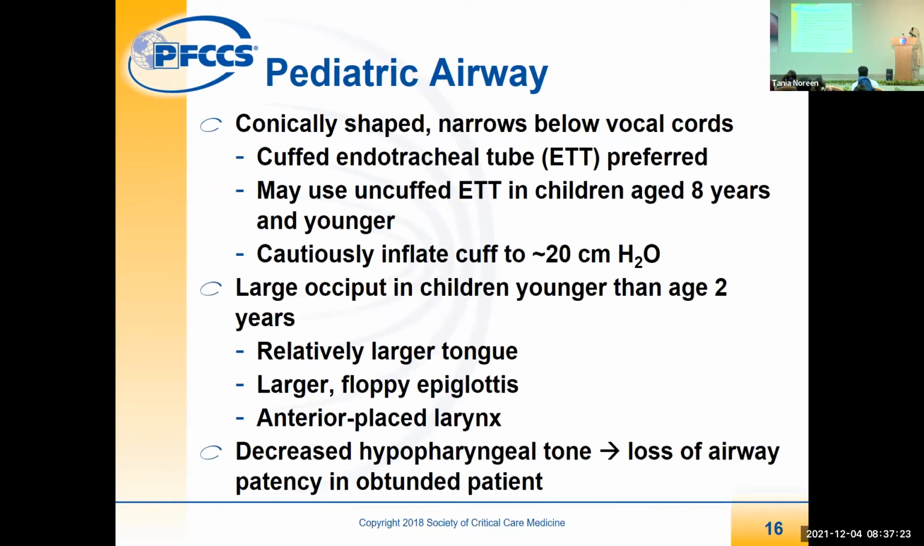So we will see what are the differences in the pediatric airway from the adult airway. Pediatric airway, adult airway से इस तरह से different होता है. Adult airway is cylindrical. Pediatric airway is conical in shape. So it narrows down below the vocal cords. That is why curved endotracheal tube is preferred.